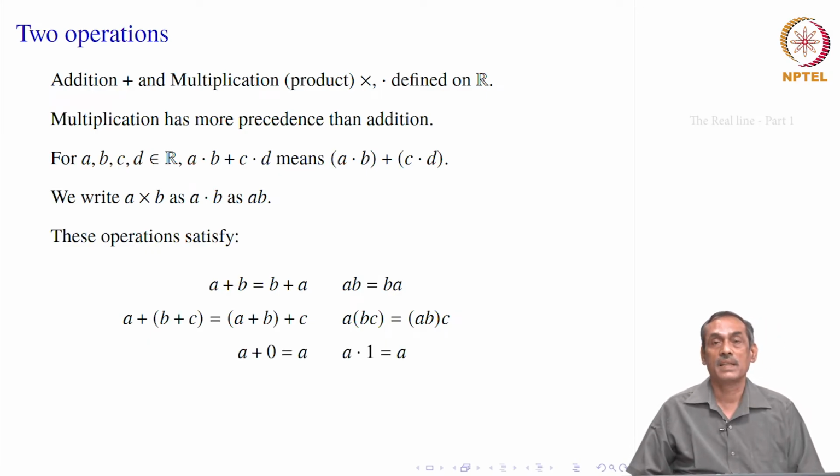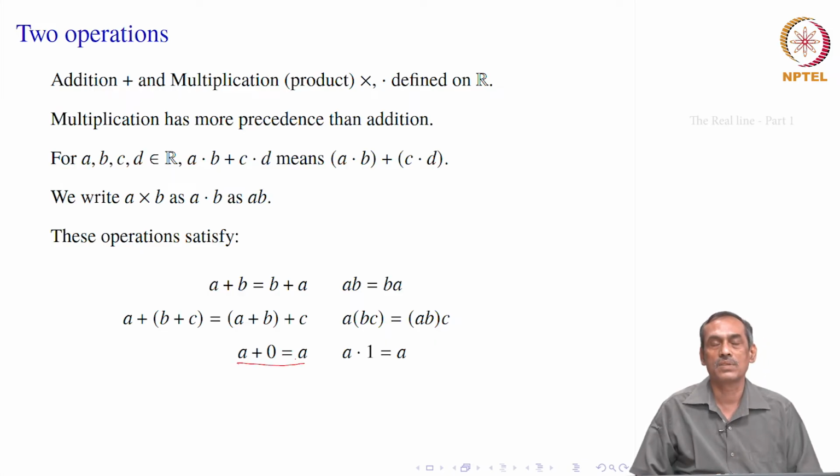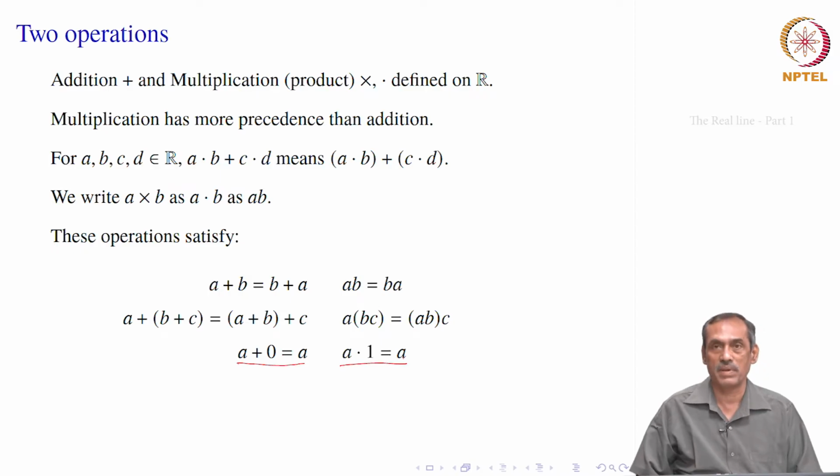We assume that there are two special numbers in the set of real numbers, which are 0 and 1. So, what do they do? If you take any real number A and add 0 to it, you will get back A. So, sometimes we say 0 is the identity of addition. Similarly, 1 will be the identity of multiplication. We say any real number A times 1 is equal to A itself.